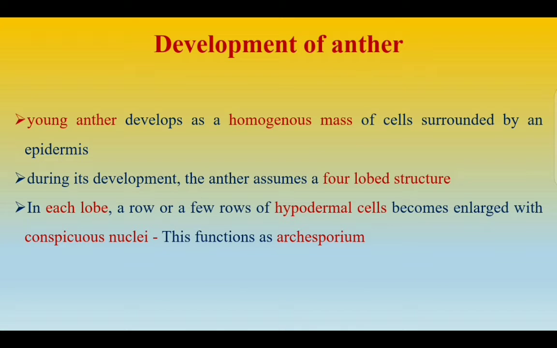Next, we should know about the development of the anther. It is very interesting to know about it. A very young anther develops as a homogeneous mass of cells surrounded by an epidermis. During this development, the anther assumes a four-lobed structure, and in each lobe, a row or a few rows of hypodermal cells become enlarged with conspicuous nuclei. This functions as the archisporium.